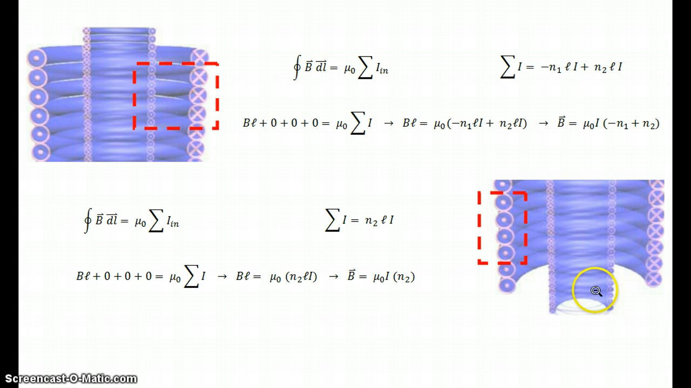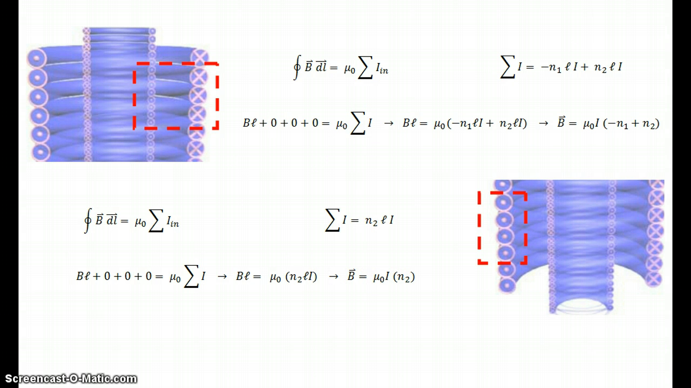For this region, where R is greater than R1 but less than R2, I work to find the magnitude of the magnetic field the same way. All aspects were the same as before except for the sum of the conventional current inside. For this region, the total conventional current inside equals the number of turns of solenoid 2 times the length times the conventional current, which means that the magnitude of the magnetic field would be simplified to look like this.